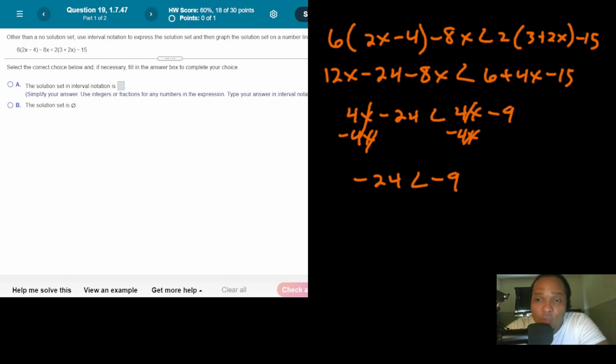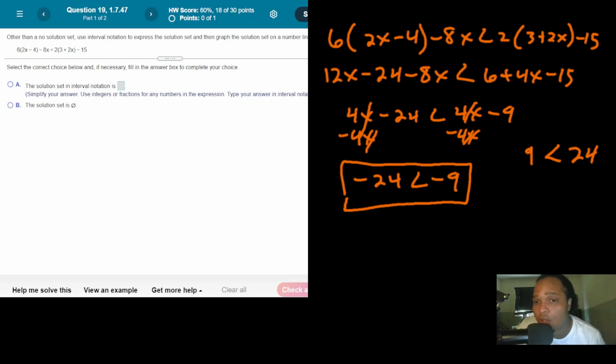Is this a true statement? Is negative 24 less than negative 9? Yes. If you were comparing positive 9 and 24 for a second, which one is bigger? Definitely the 24 is larger, right? When they're both positive, we know that. However, when they're both negative, you have to flip your judgment and say that negative 9 is greater than negative 24. And that is a true statement.